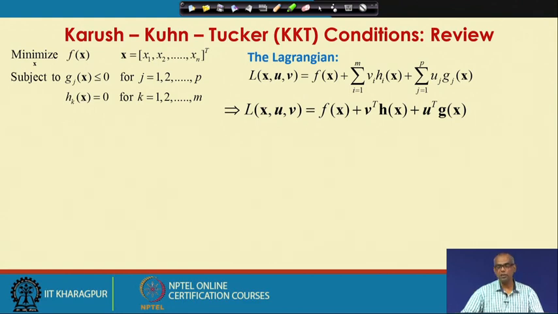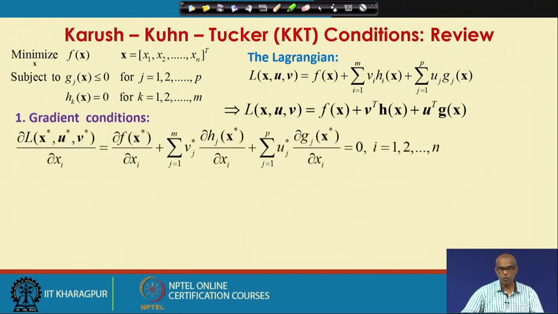First, we formulate the Lagrangian. To formulate the Lagrangian, we multiply the equality and the inequality constraints with their corresponding multipliers and add them up with the objective function. Once you have the Lagrangian, the first KKT condition is that the gradient of the Lagrangian will be equal to 0.